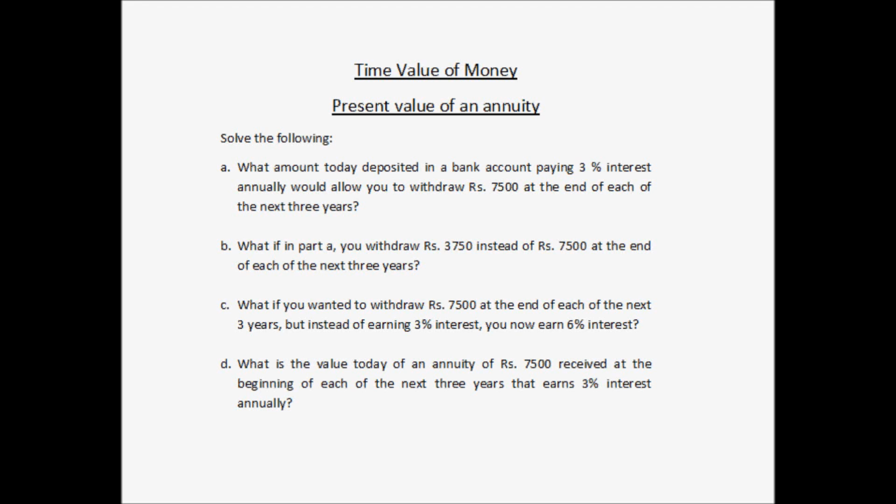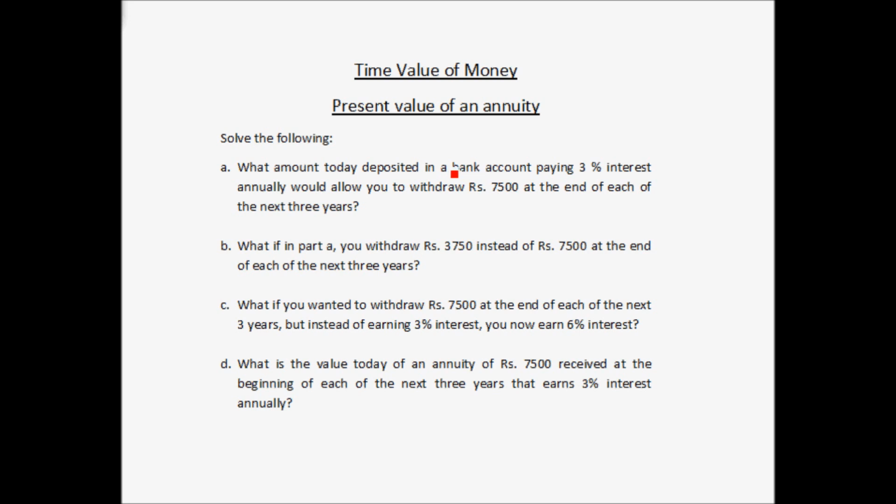Let us look at another example of time value of money to understand the concept of present value of an annuity. In this example we have been given 4 parts to solve. Part A says: what amount today deposited in a bank account paying 3% interest annually would allow you to withdraw rupees 7500 at the end of each of the next 3 years?